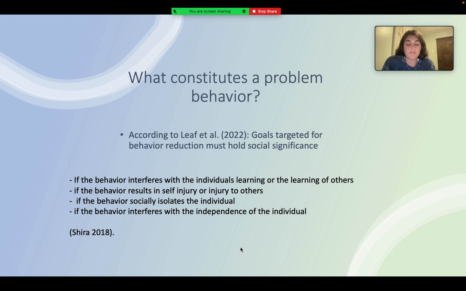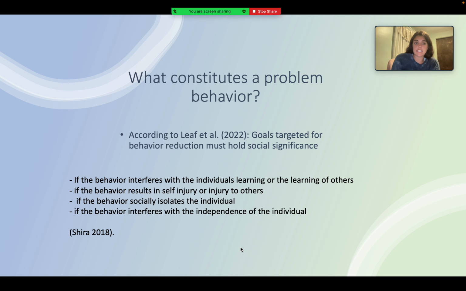So what constitutes a problem behavior? According to Leaf et al., 2022, goals targeted for behavior reduction must hold social significance. So we are not trying to change the individual as a person, or, what I like to say is we're not trying to make these kids into robots. We are just looking at these behaviors, and if there is a behavior that is negatively impacting this individual's life in some way, then that's going to be a good behavior to target for reduction.